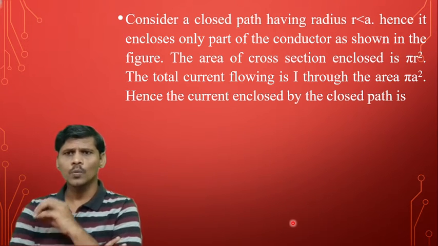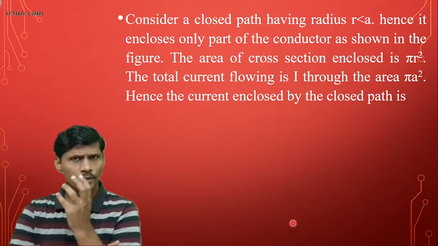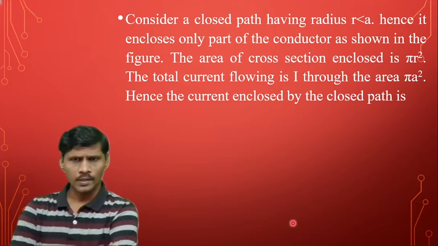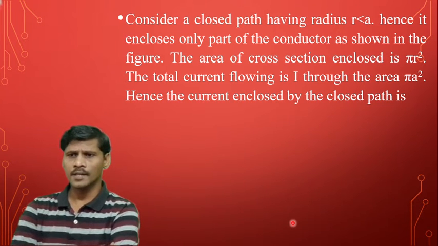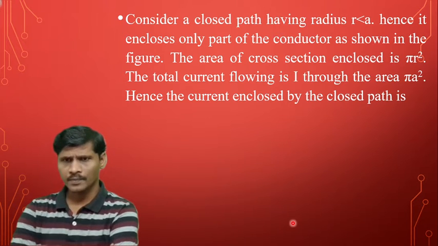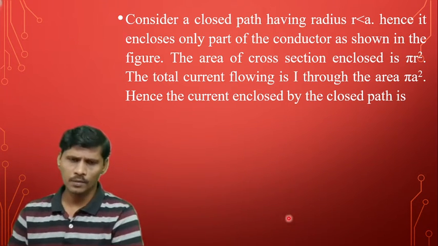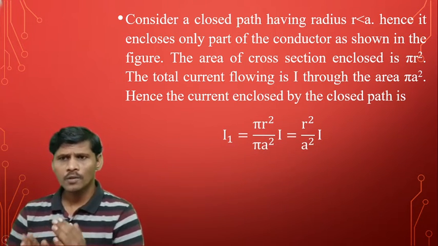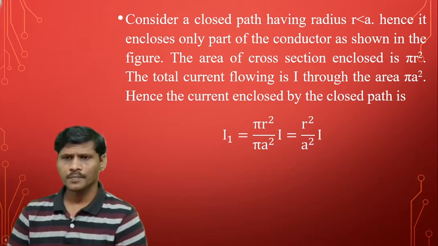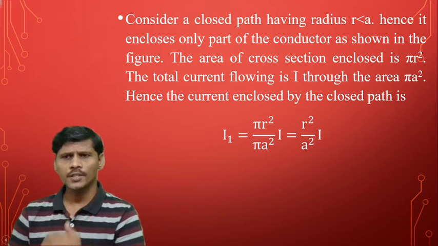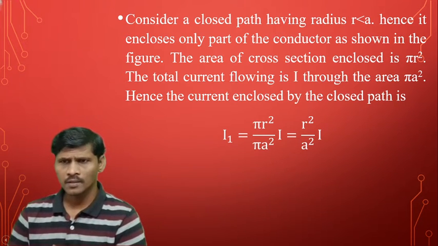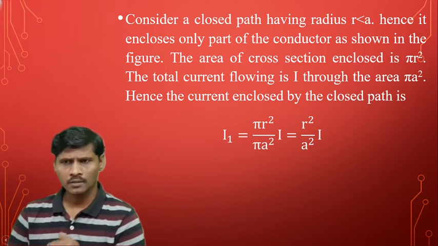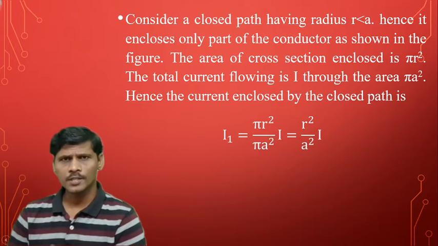Hence it encloses only a part of the conductor, as shown in the figure. The area of cross section enclosed is pi r square. The total current flowing is I through the area pi a square. Hence, the total current enclosed by the closed path, I1, is equal to the cross section area enclosed, pi r square, divided by pi a square, times the current I.